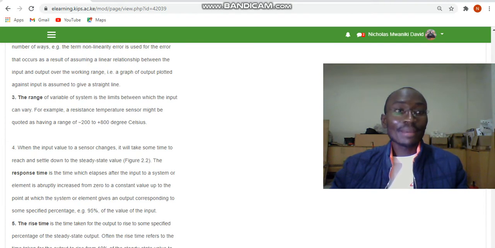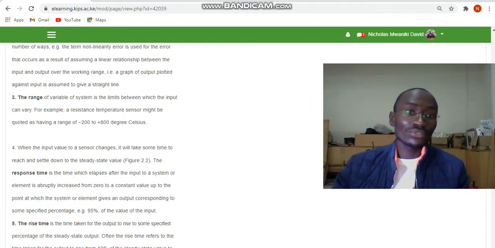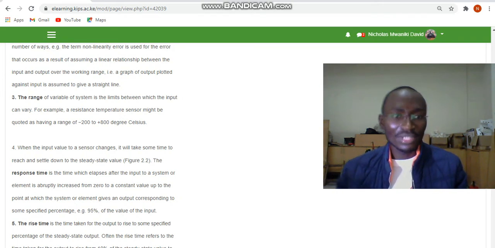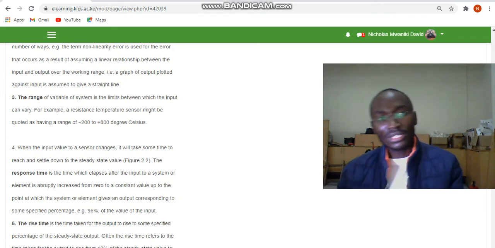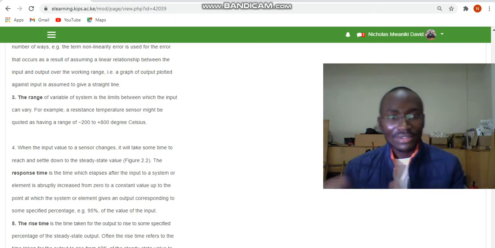The other one, number 3, is range. The range of a variable of a system is the limit between which the input can vary. For example, a resistance temperature sensor might be quoted as having a range of negative 200 to positive 800 degrees Celsius. Whatever is in between negative 200 and positive 800, that is the range.